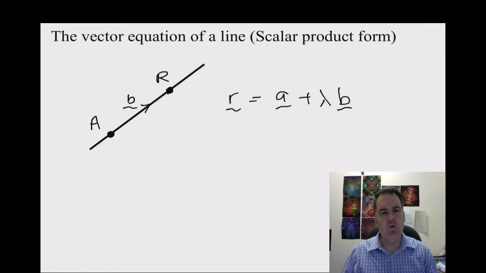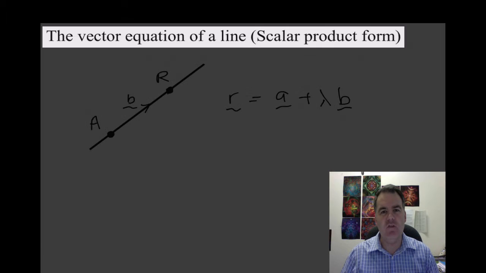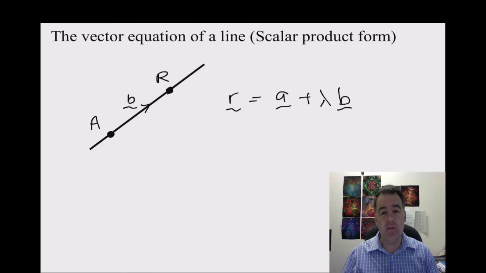In this brief video, I want to talk about the vector equation of a line, or a line written in scalar product form. So this is a little bit different from the equation of a line that we've seen before. Well, on the screen now I've got the way that we've written an equation of a line when we've got it in vector equation form.